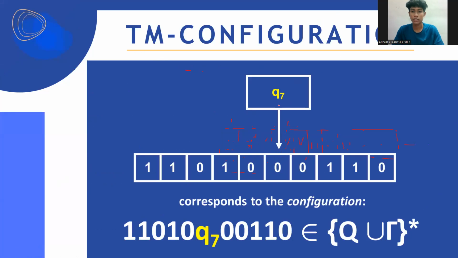Now, configuration of a Turing machine. So we have this Turing machine, this tape in which we have this input string, and then we have this pointer pointing to this element. So we're in the Q7 state, and then it is pointing to this element. This corresponds to the configuration where we have Q0 pointing to this zero, which means the pointer is pointing to this zero in the tape, and it belongs to (Q union gamma) whole star.